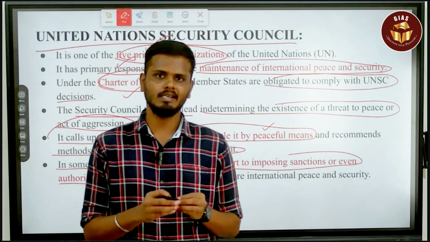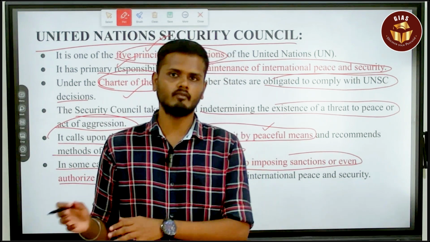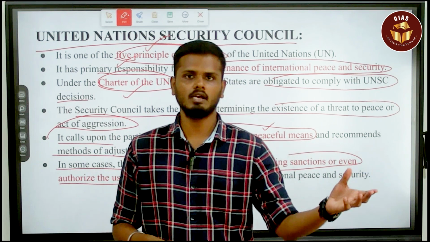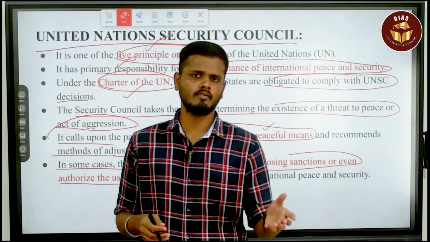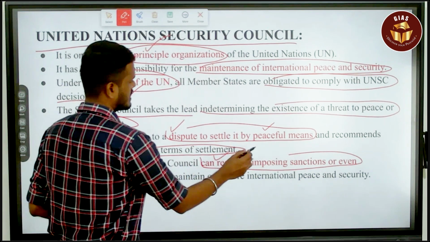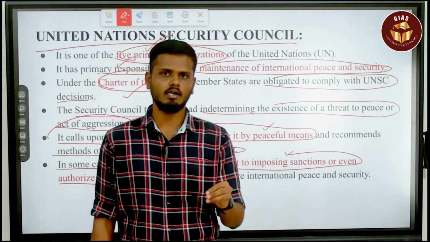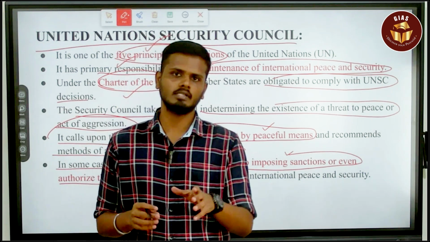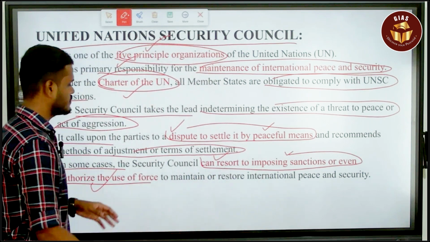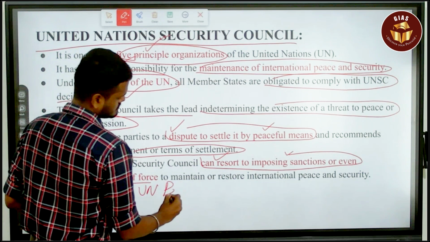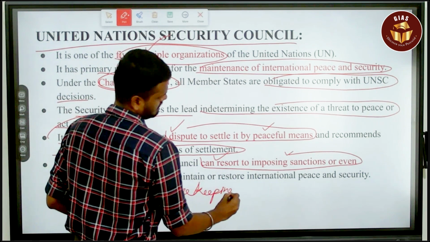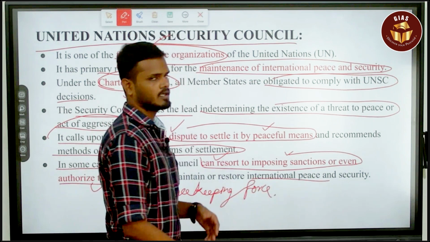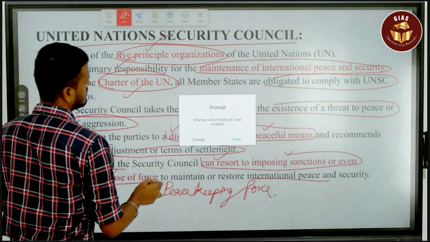The UNSC doesn't have a separate army, but the UN peacekeeping force is a part of the UNSC. They can use the UN peacekeeping force to maintain peace and security in other countries that are going through internal conflict. They can also impose sanctions. If a country does not accept the decisions of the UNSC, they can impose sanctions to suppress it economically, or even authorize the use of force through the UN peacekeeping force. They can use it to maintain international peace and security. So these are the main functions of the UN.